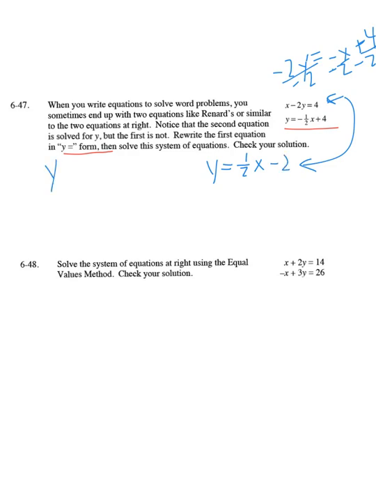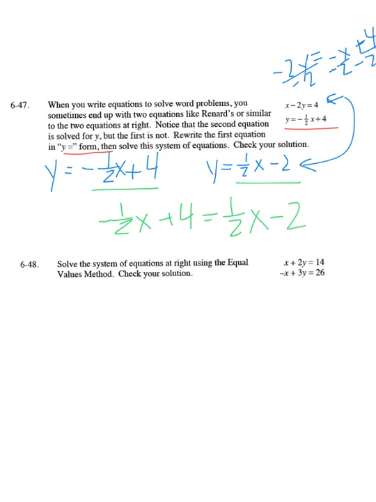The other equation is already in y equals form. And so then the next step is just because this is equal to y and this is equal to y, it means they're equal to each other. So then I would just rewrite the whole thing as negative 1/2 x plus 4 equals 1/2 x minus 2.